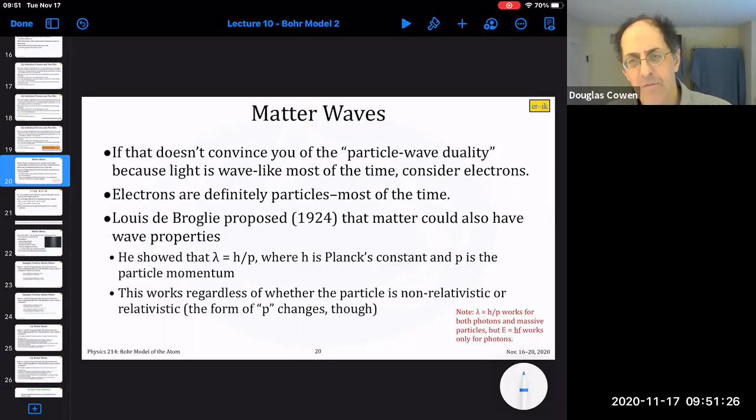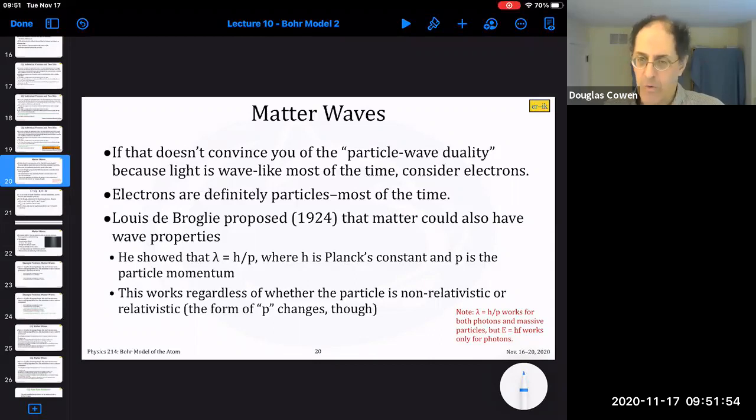So if that doesn't convince you that there's this particle wave duality, where not only can things be treated as particles or waves, but in fact they can be treated as both at the same time, let's consider, instead of light, which is wave-like most of the time, electrons, which we really do consider to be particles most of the time.